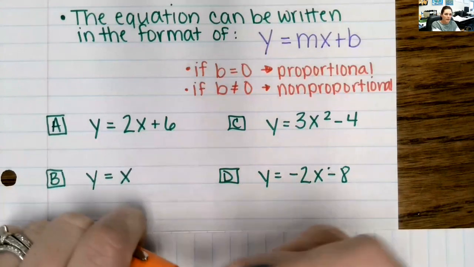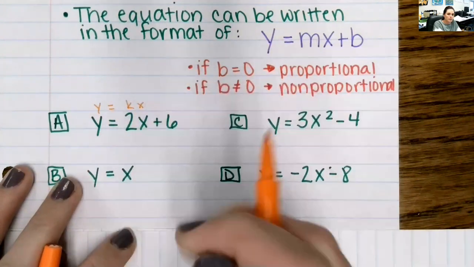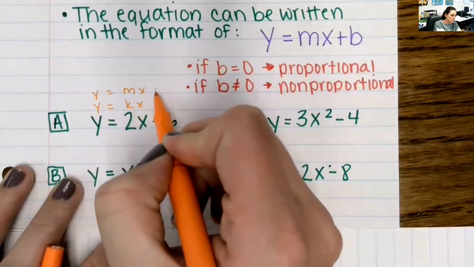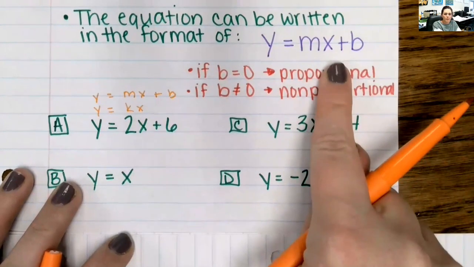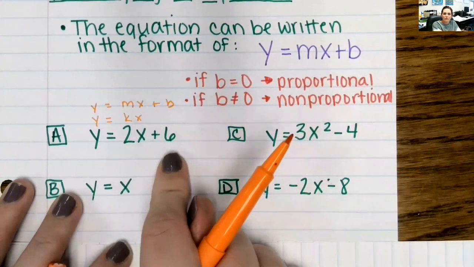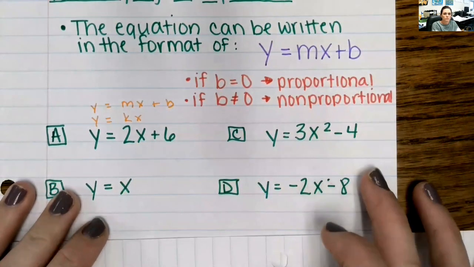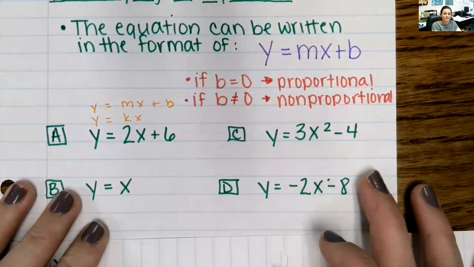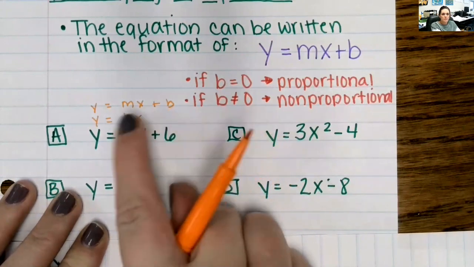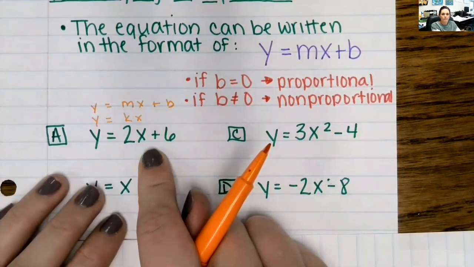Well, we have two different formats, right? We have y equals kx that we've already learned, and we have y equals mx plus b that we just wrote up here. Given these two formats, which one lines up with what we have written? So you can just unmute yourself and shout it out. Y equals mx plus b or y equals kx? Which format is this one? Y equals mx plus b.